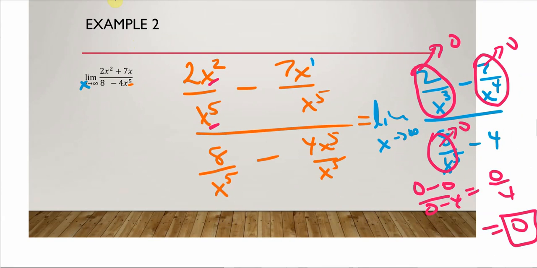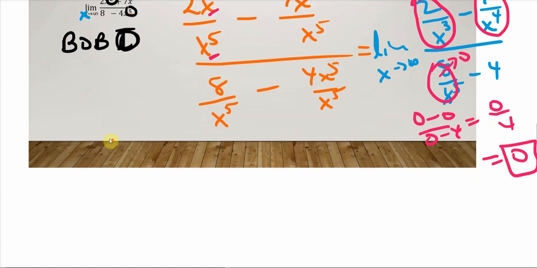Now we look at this one. What about this one, Mr. Quintana? On this one, we look at the biggest power on top, which is a 2. The biggest power on the bottom is going to be a 5. So it's bigger on bottom. So my answer is going to be, bigger on bottom is Bobo, right? Bigger on bottom, Bobo. So my answer will be 0. All right? Bigger on bottom is Bobo.